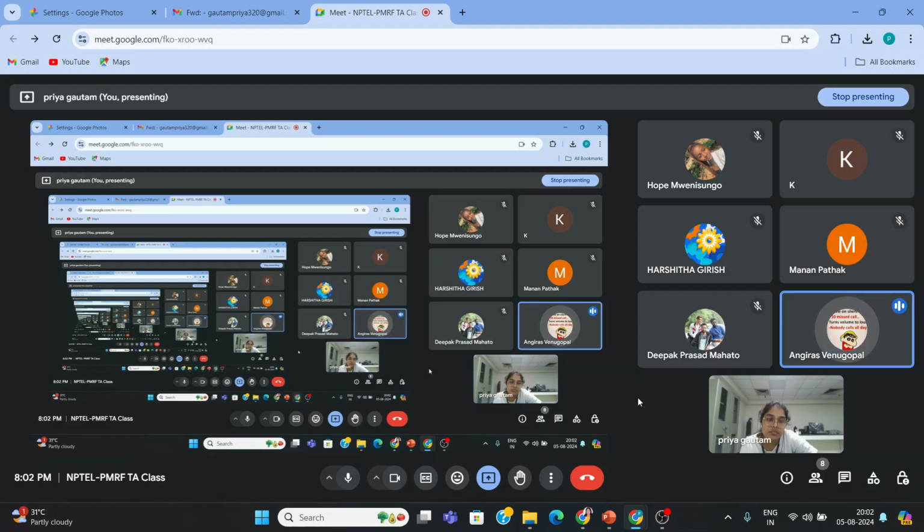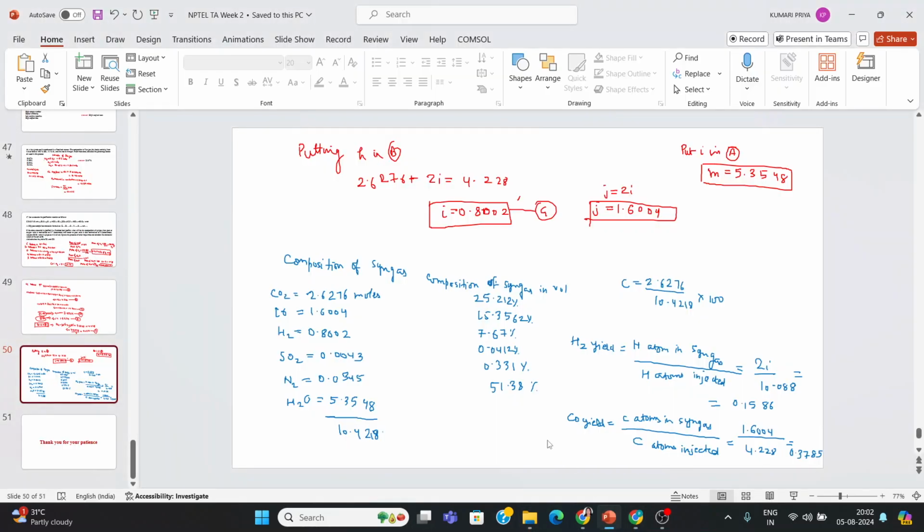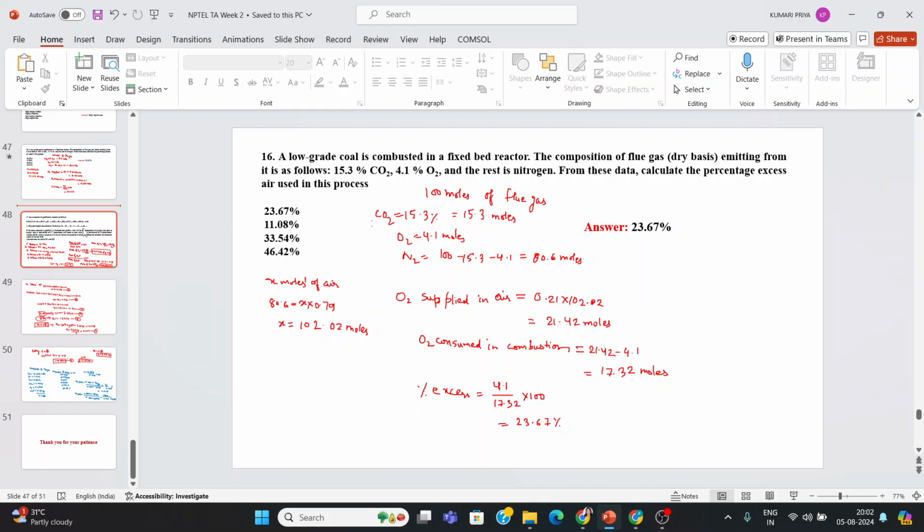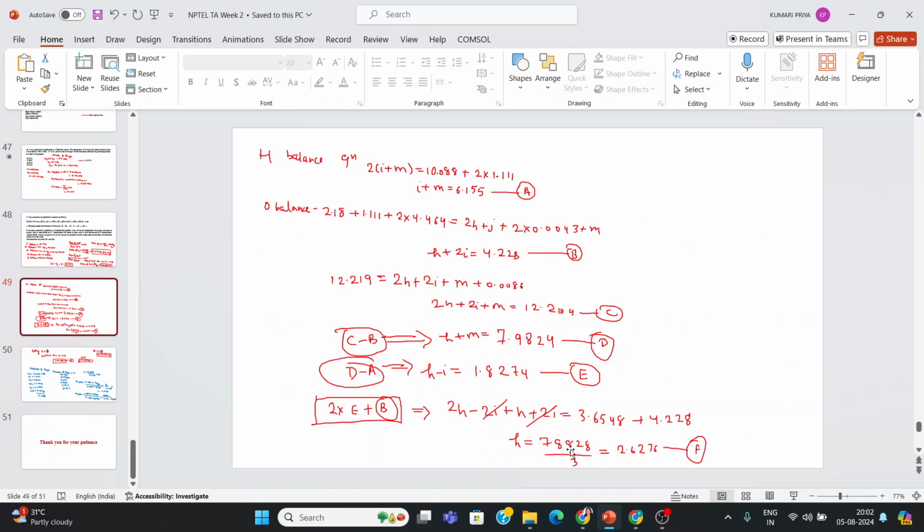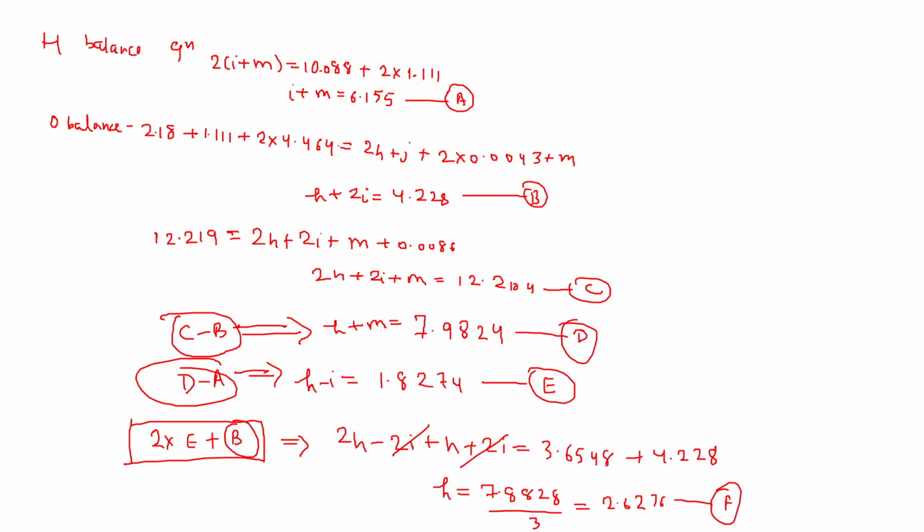Can you show the second page of the last question? Okay, just a second. There are 3 pages. The second one you want, right? Yes, this one only now.